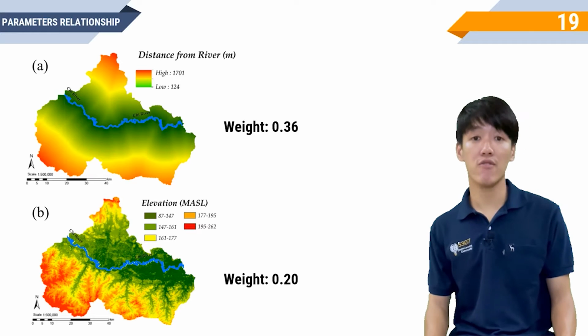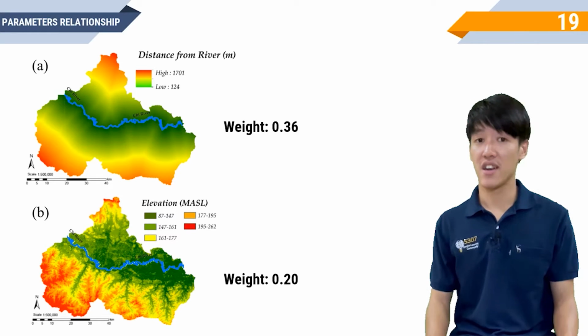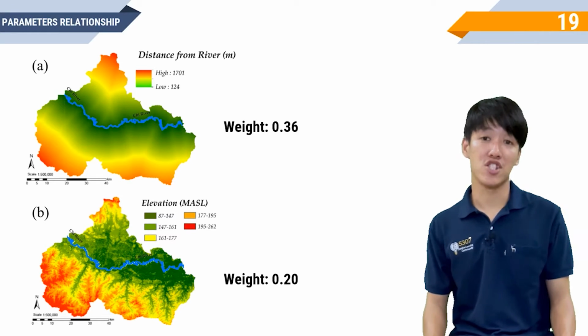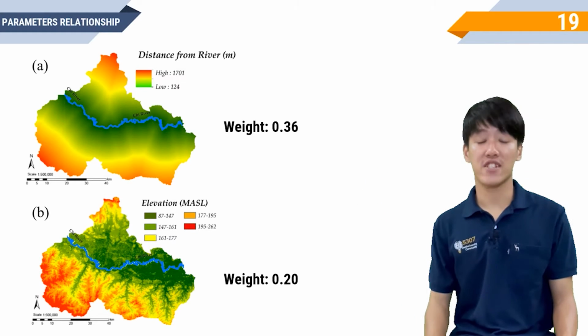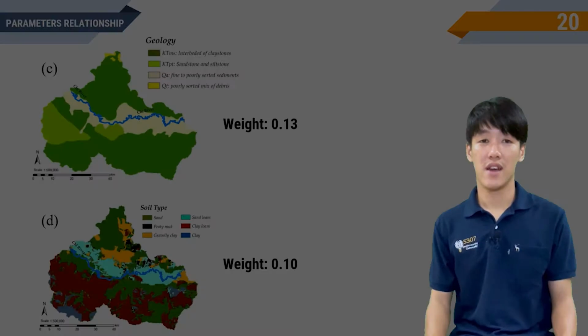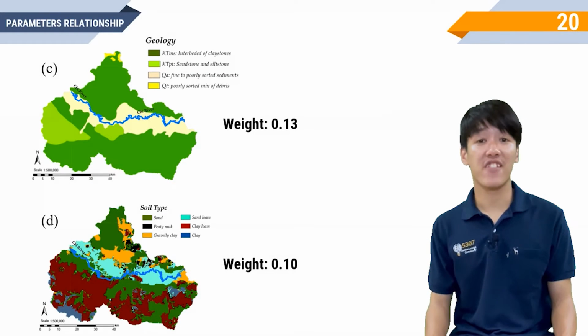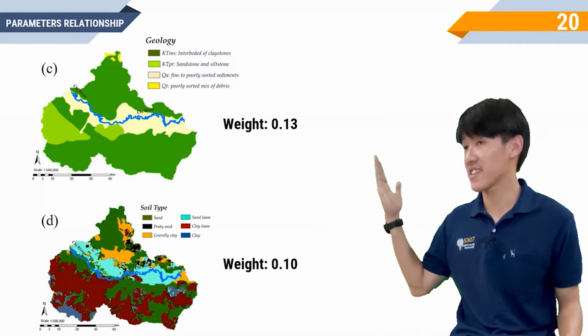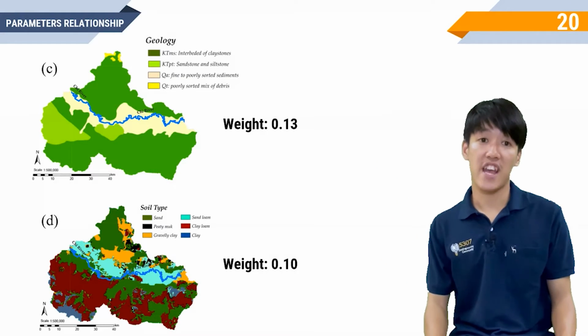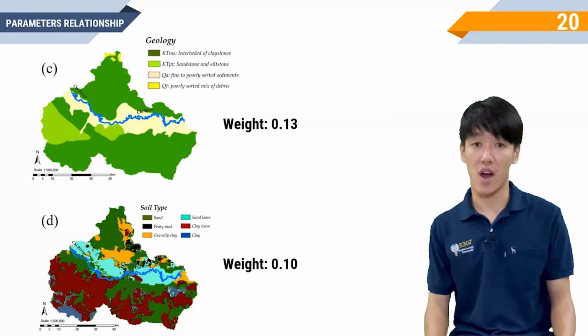Elevation is generally low in the middle of the area along the flat plain next to the Chi River main stem, as illustrated in figure B with a normalized weight of 0.2. Geology influences flood disaster in terms of its permeability. The geologic distribution of the study area is illustrated in figure C, which has a normalized weight of 0.1.